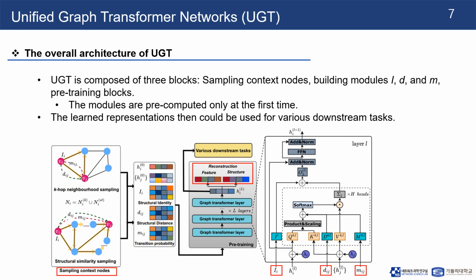And here is the overall architecture of our proposed model, Unified Graph Transformer Network, UGT. UGT is composed of three blocks: sampling context nodes, building modules, and pre-training blocks. The modules are pre-computed only the first time, and then the learned representations could be used for various downstream tasks.